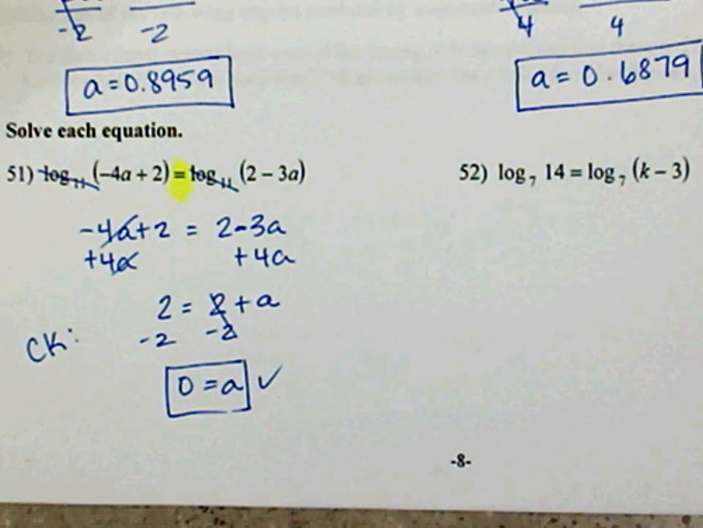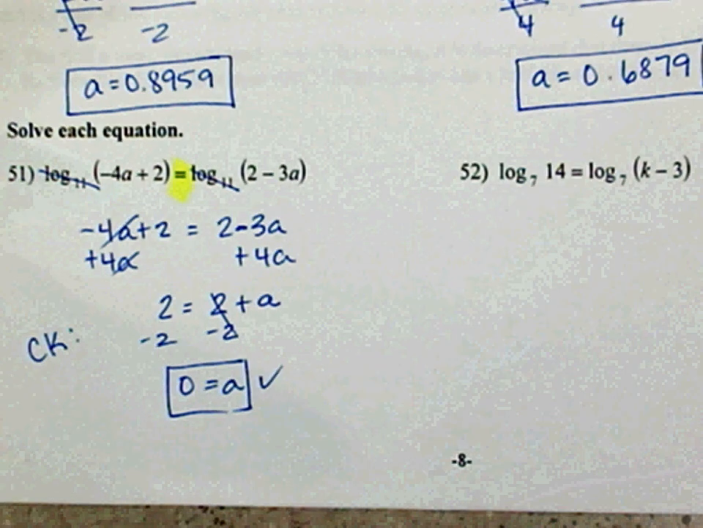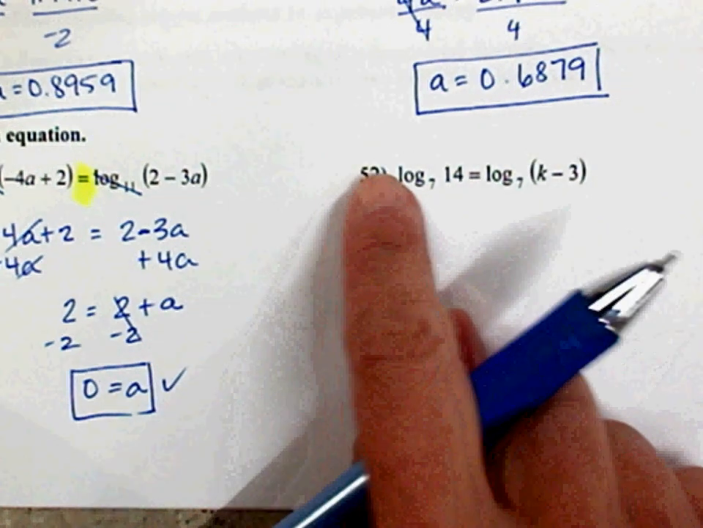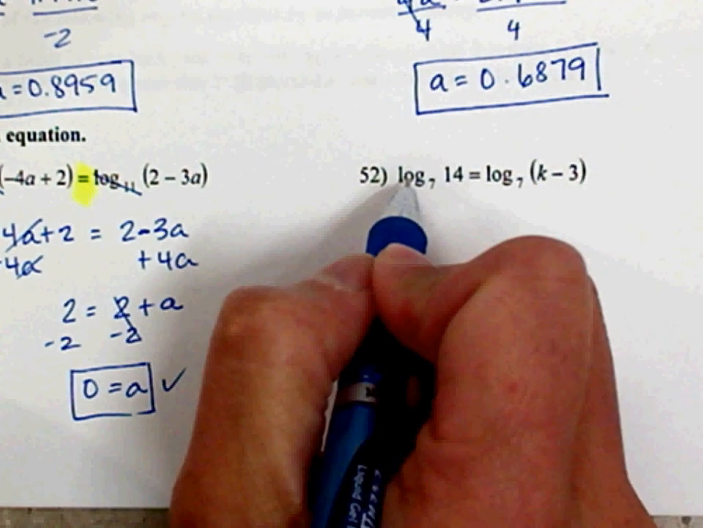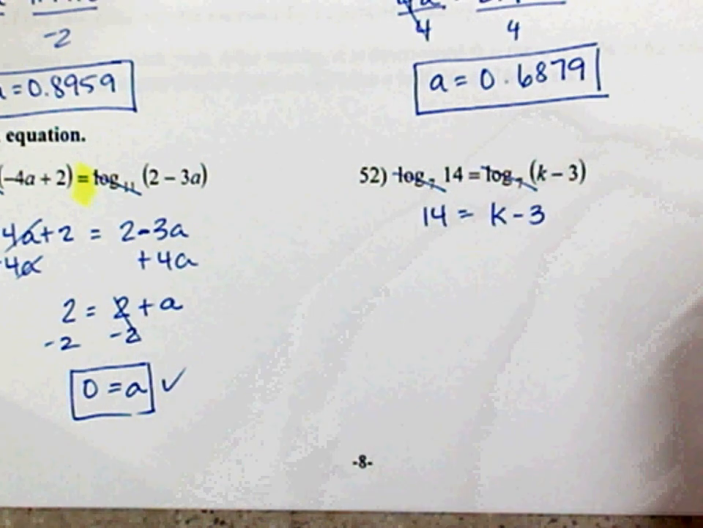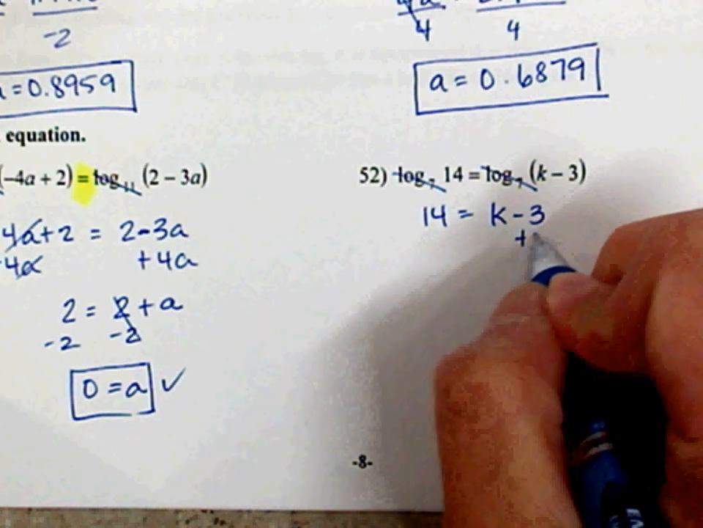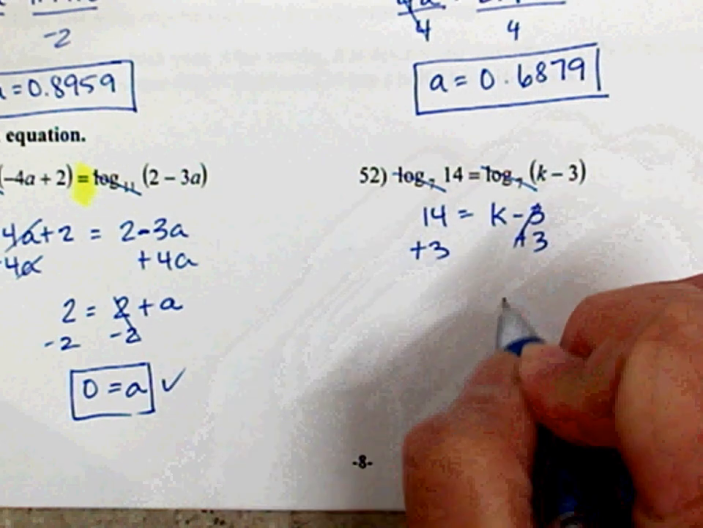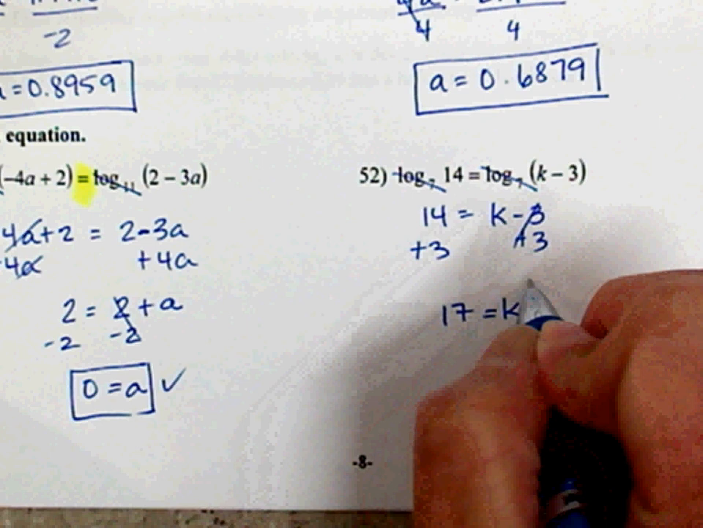All right. Process that real quick before we move on. All right, let's go to number 52. This is also one log equals another log, so they cancel out. So you get 14 equals k minus 3. Solve for k, add 3 to both sides. K is equal to 17.